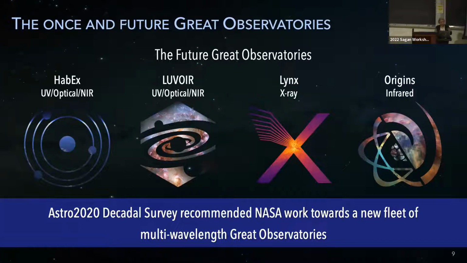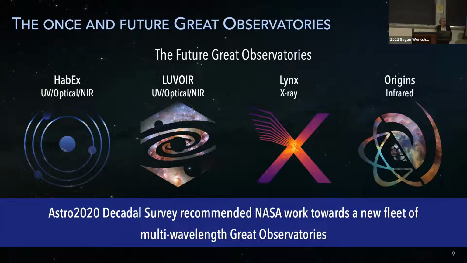Anyway, returning to mission concepts, the ones studied in preparation for Astro 2020 were the Habitable Exoplanet Observatory, HABEX, the Large UV Optical Infrared Surveyor, LUVOIR, the LYNX X-ray Observatory, and the Origins Space Telescope. That one was a far infrared mission. And I was the NASA study scientist for LUVOIR.